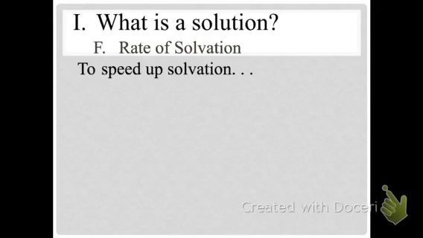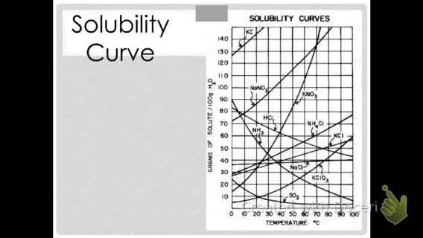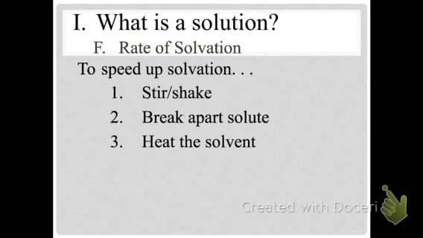Now, to speed up the rate of solvation, again, the term solvation means to dissolve or to break up or disassociate things. So how do you speed that up? You can stir or shake something, and that's called agitation. You can break apart the solute, so you can break it into tiny pieces. You can heat it up. Those are three ways to do it, and again, that term agitation is the fancy term for stir or shake, okay? And breaking apart the solute, basically you're increasing the surface area.